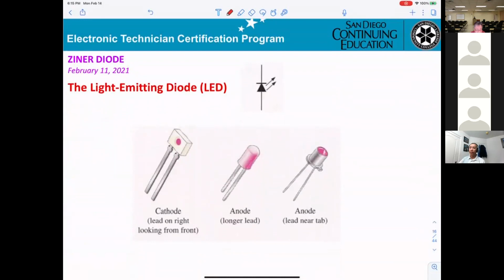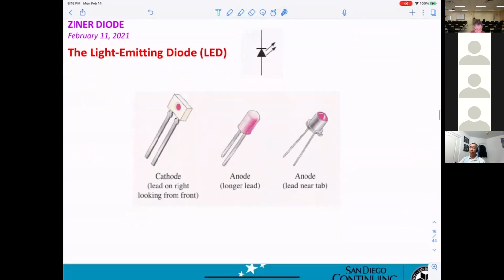Light emitting diode, LED. This is easy. You can see the LED when it is on, the light turns red. And this is just the physical one, the real one, when you're working in the lab.